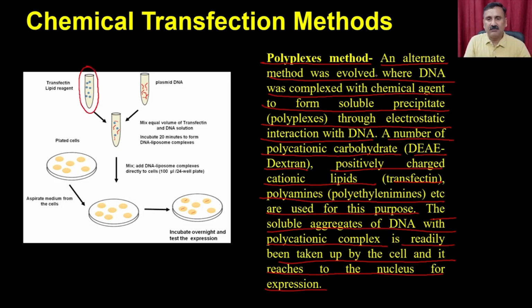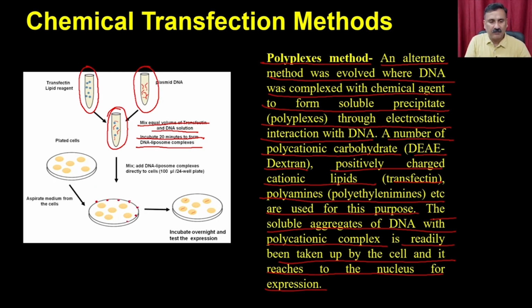So what you're going to do is take this chemical agent, the polyplex reagent, and the plasmid in 2 vials, and then you will mix them together. Mix equal volumes of Transfectin and the DNA solution. Then you incubate for 20 minutes to form the DNA liposome complex. Once the complex is formed, you can take the plated cells and add this dropwise onto the cells.